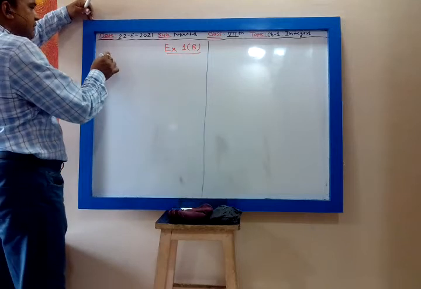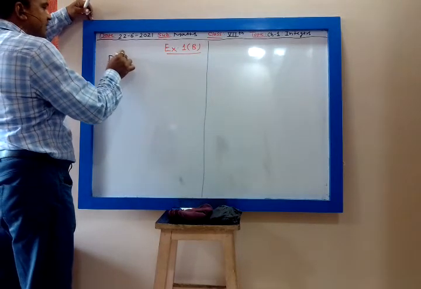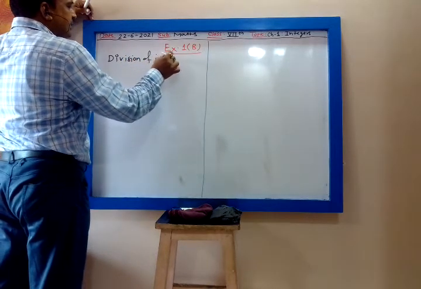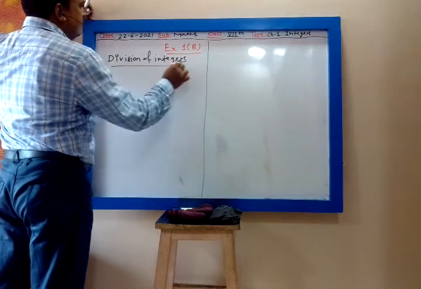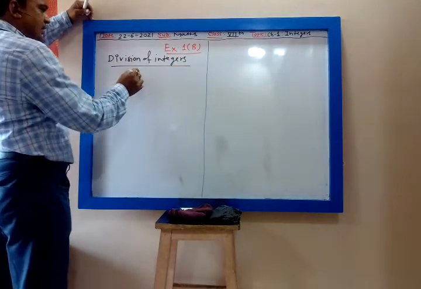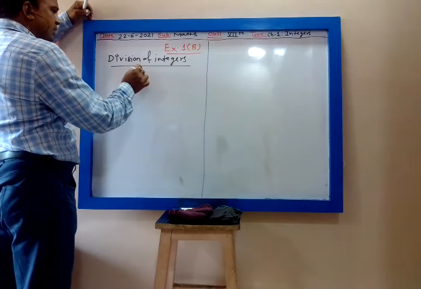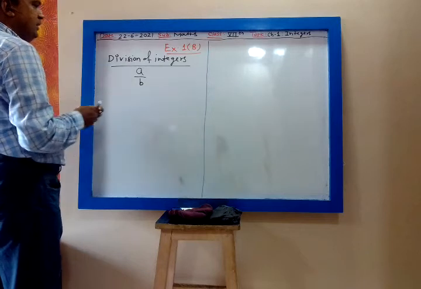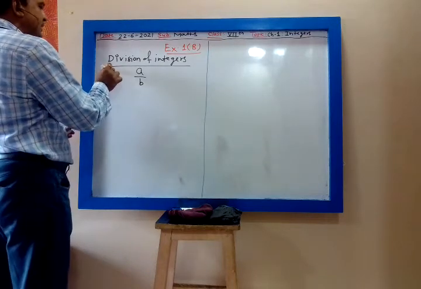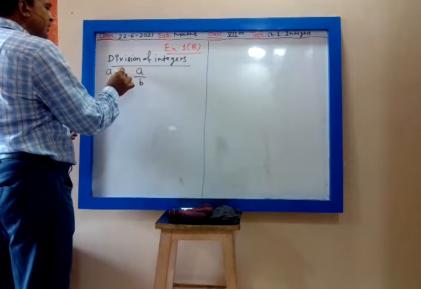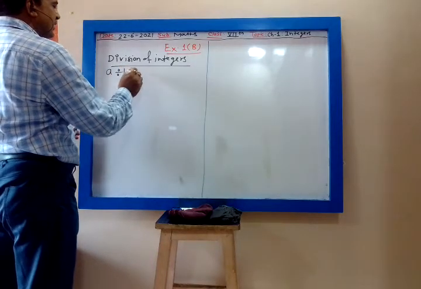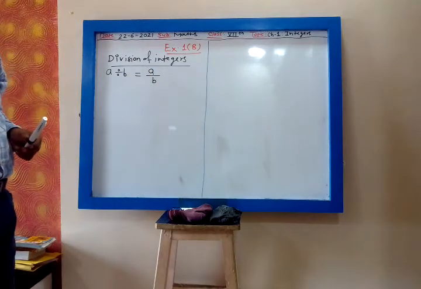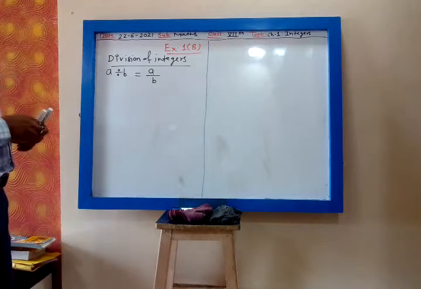So now we will see division of integers. Write this down: division of integers. You are given two integers, A divided by B, or A upon B. You can write A divided by B as A upon B. This is the first formula: A divided by B is the same as A upon B.